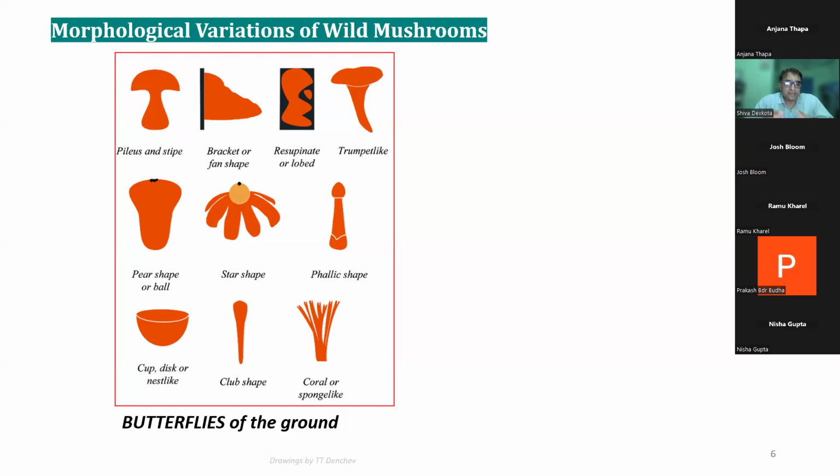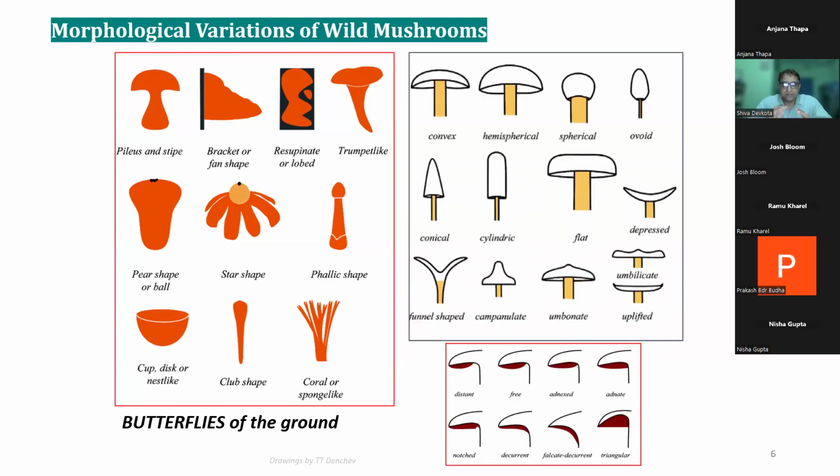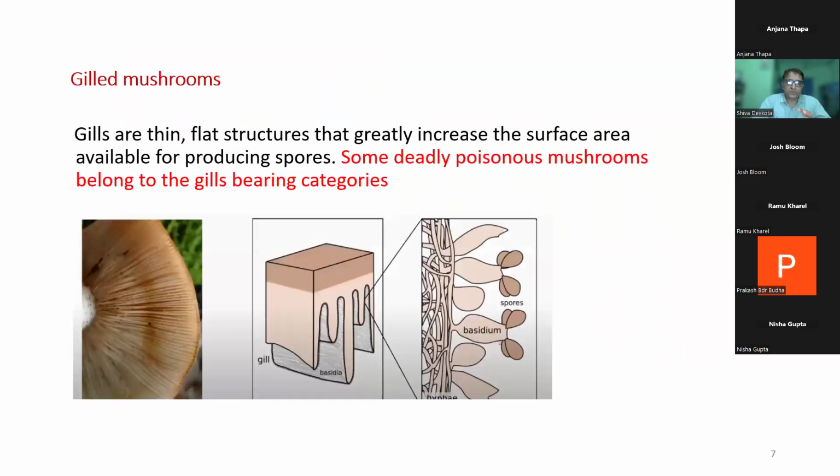Because, as I already said, there are different varieties of mushrooms. They have their own kind of forms. Either the cap is like an umbrella, or trumpet-like, or star-like, and whether their cap is convex, or spherical. So we have varieties and varieties of mushrooms. First, we should know about types of mushrooms.